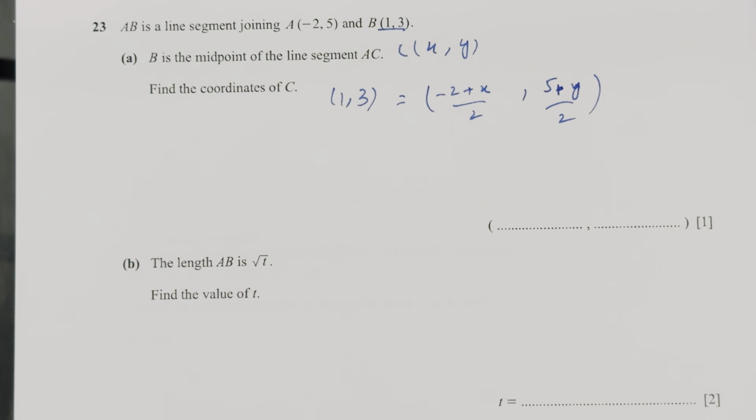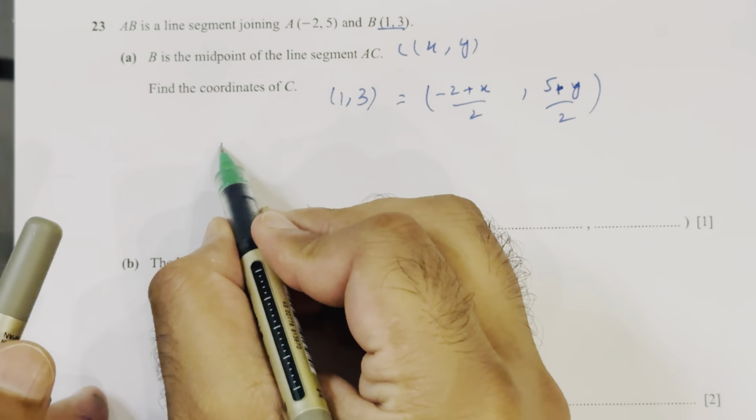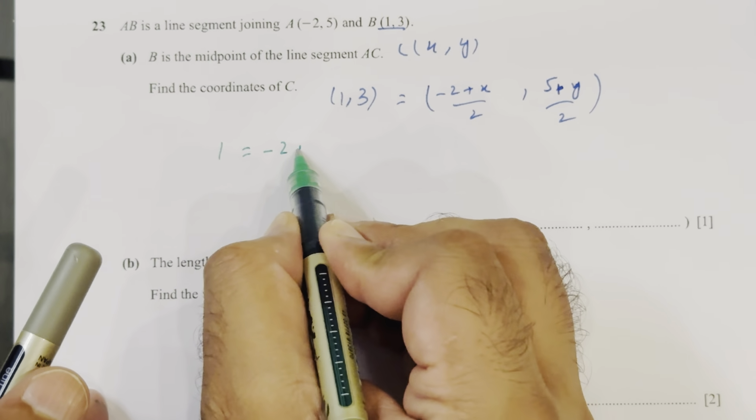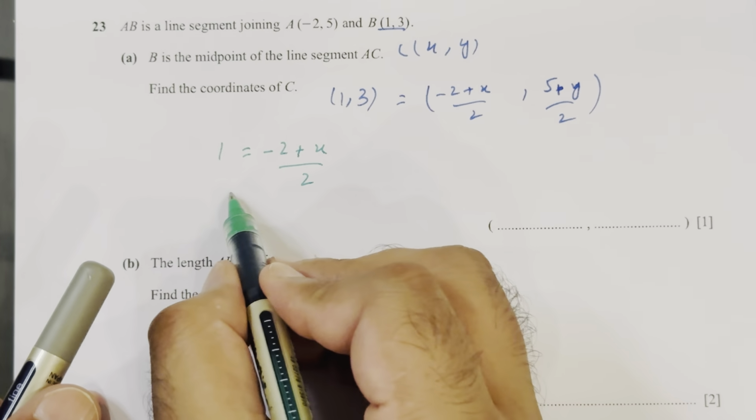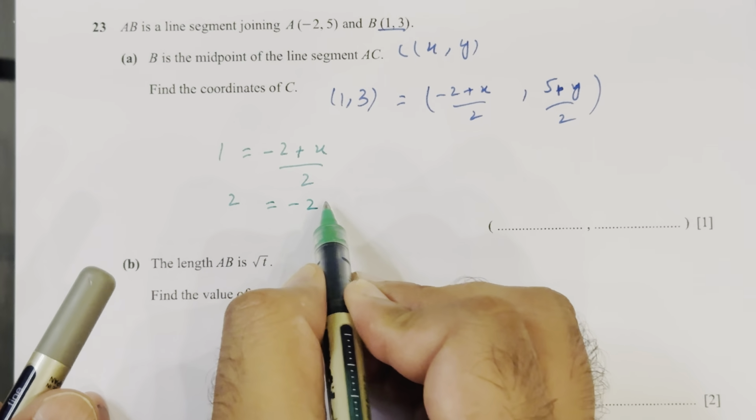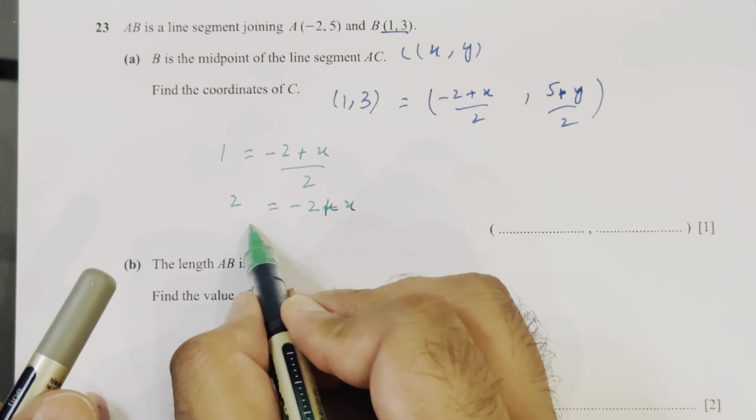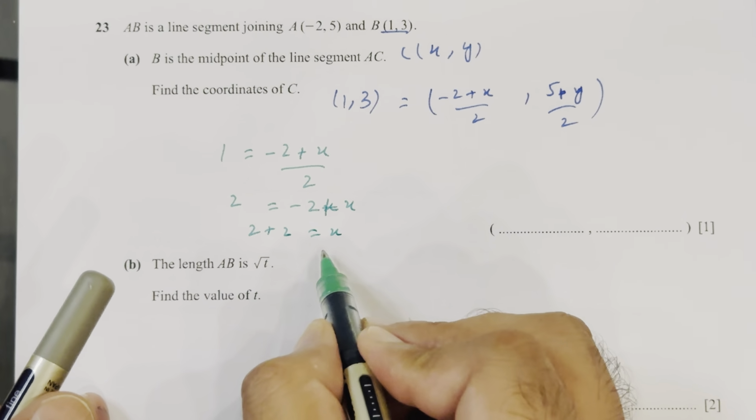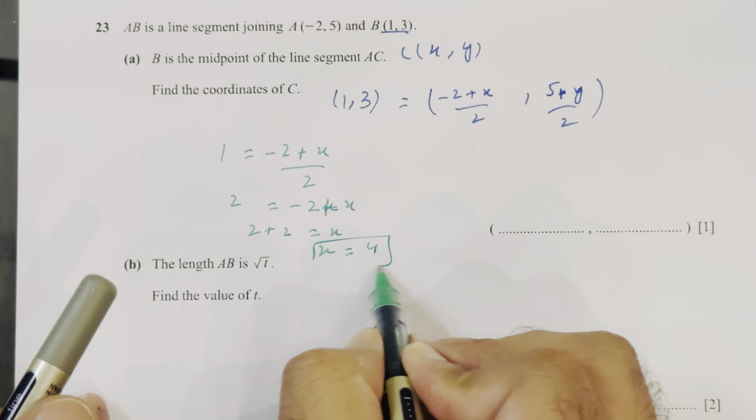Now you need to compare. 1 is equal to minus 2 plus x by 2. I'm going to cross multiply. 2 is equal to minus 2 plus x. It would be 2 plus 2 is equal to x. Then the value of x is equal to 4.